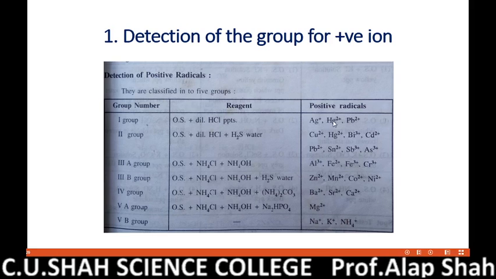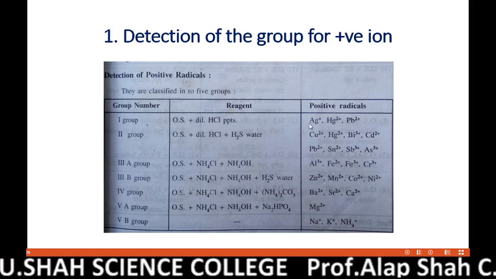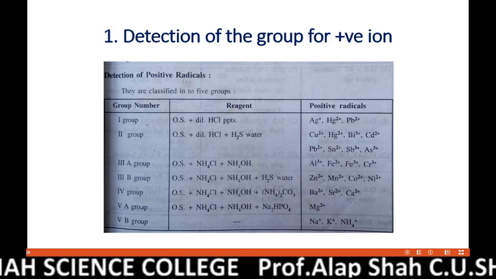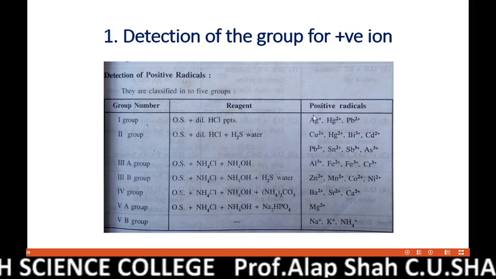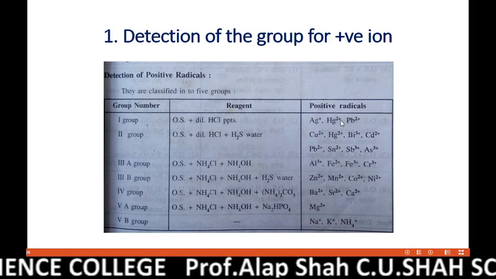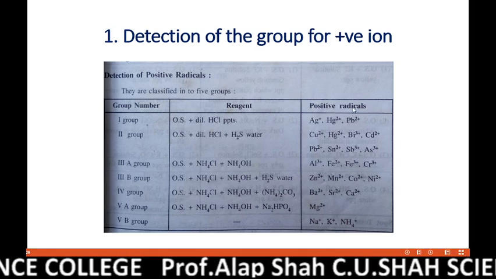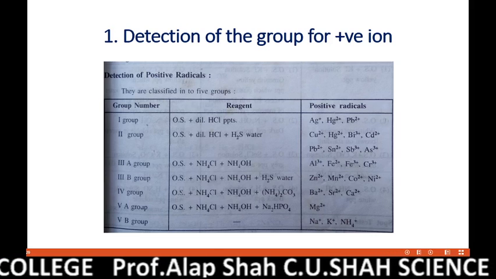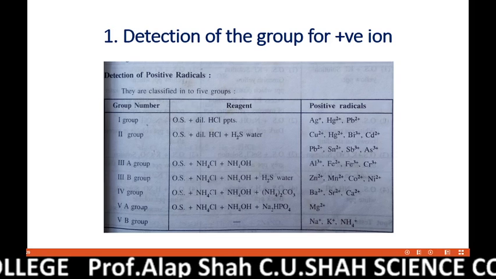Then you should go for the separation of the first group. Silver, mercury, and lead are the ions present in the first group. But friends, there are very few chances of silver and mercury at the college level. So in the first group, mainly you have to go for lead. Okay. OS, dilute HCl, and H2S water.